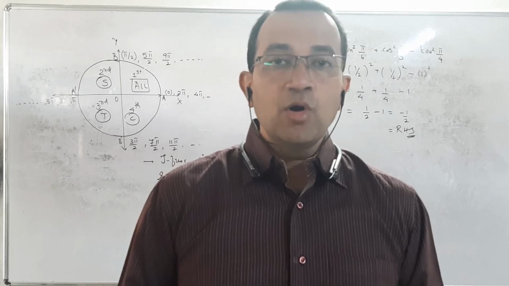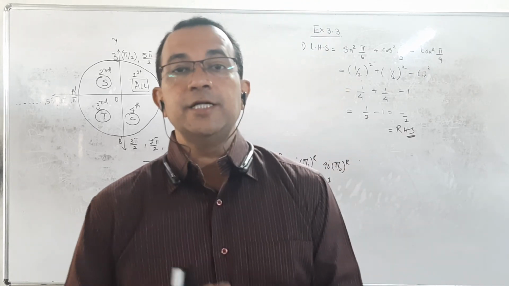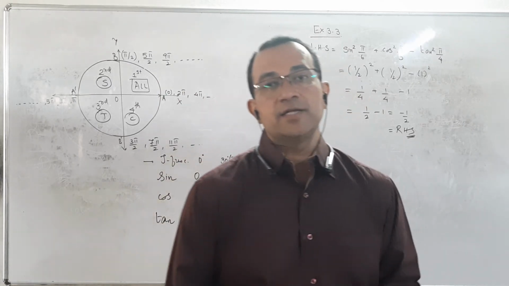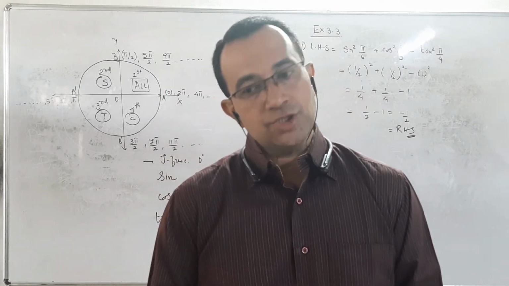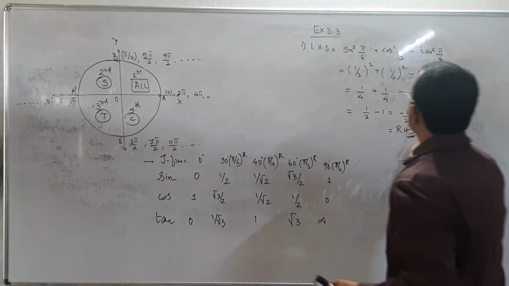So this you know, but in your 10th standard, angles were written in degree. Now, students, these angles are written in radian. That is the only change. Okay, second question. And erasing this.